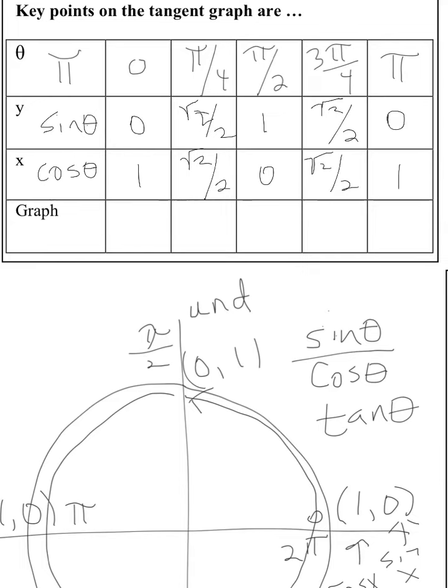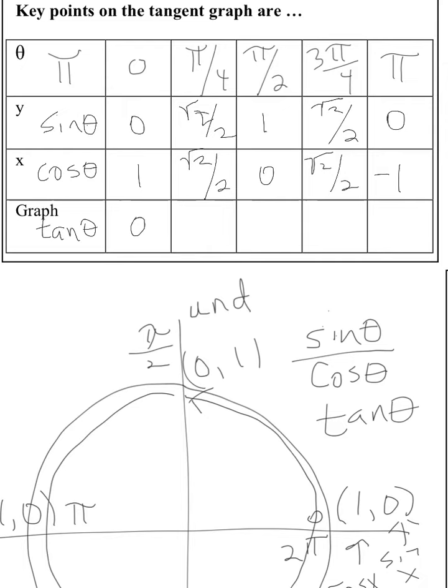And again 1 at 0, or negative 1 at pi. All right, so where the word says graph, we're going to put the tangent of theta. And so you should have on your unit circle all of the tangents identified, but we're going to go ahead and write them down in this box anyway. So our first tangent of theta is sine over cosine, 0 over 1, or 0.